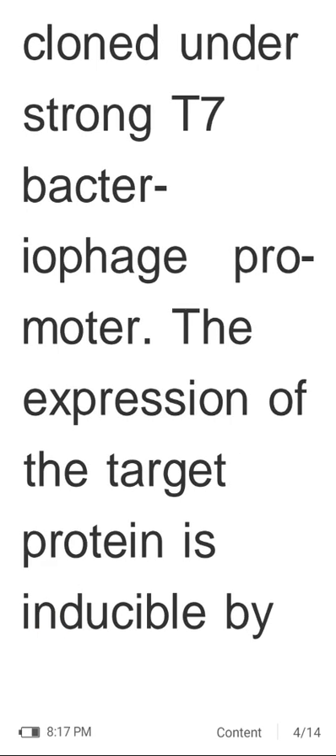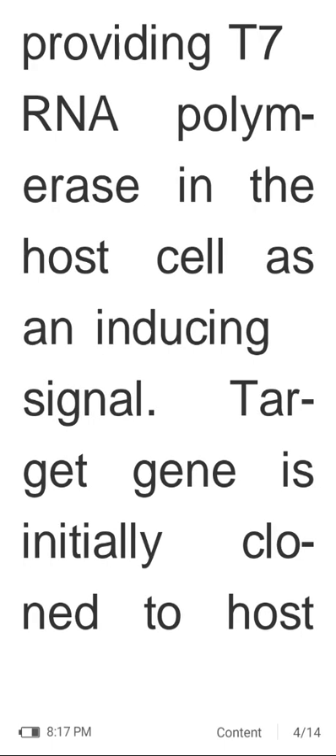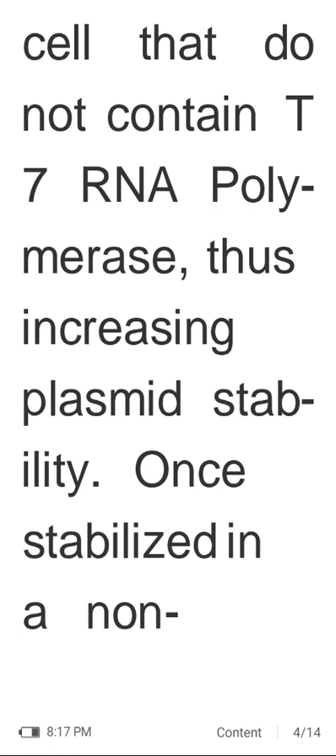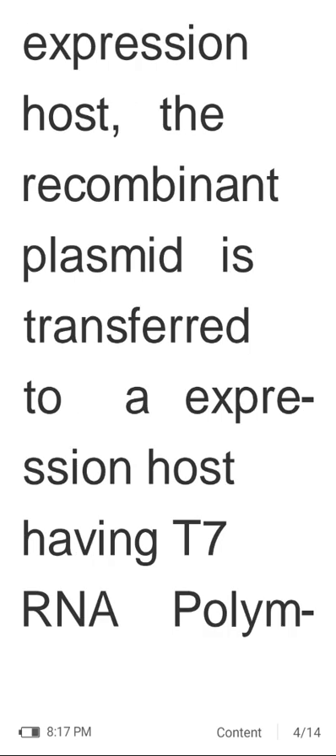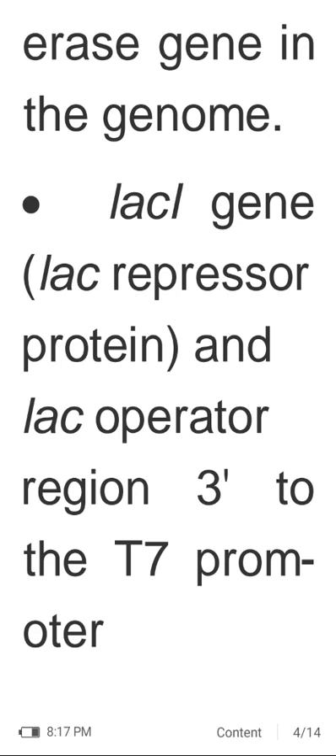Target genes are cloned under the strong T7 bacteriophage promoter. The expression of the target protein is inducible by providing T7 RNA polymerase in the host cell as an inducing signal. The target gene is initially cloned into a host cell that does not contain T7 RNA polymerase, thus increasing plasmid stability. When stabilized in a non-expression host, the recombinant plasmid is transferred to an expression host having the T7 RNA polymerase gene in the genome.